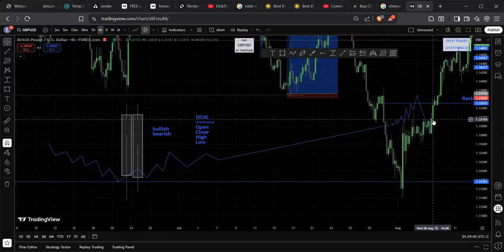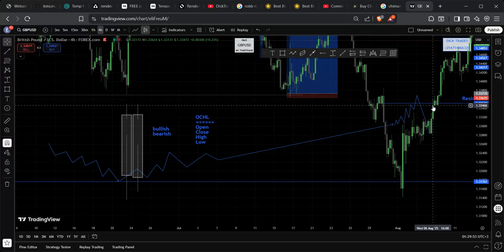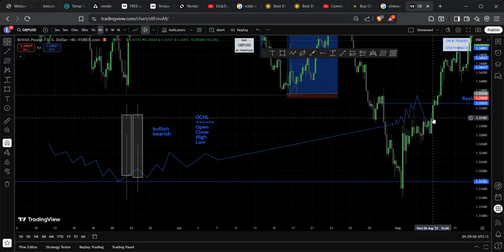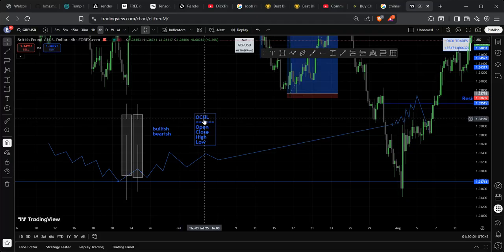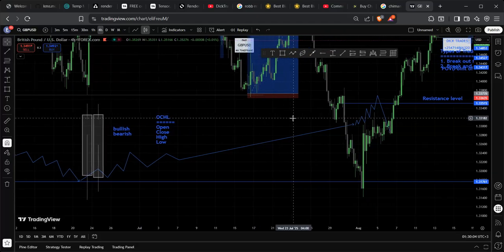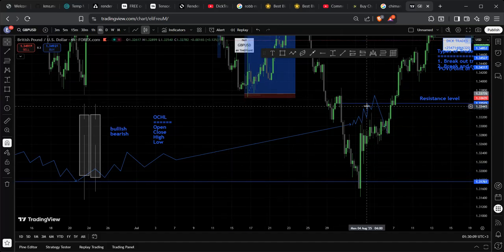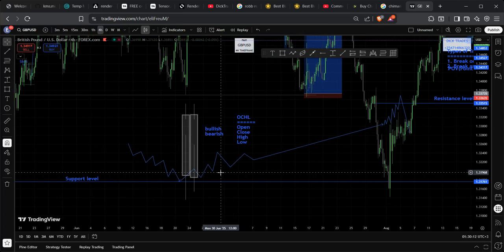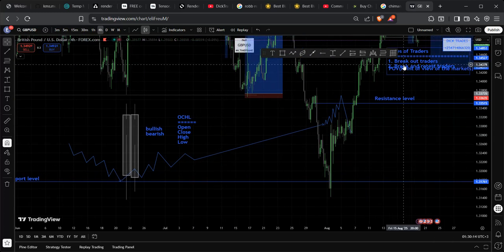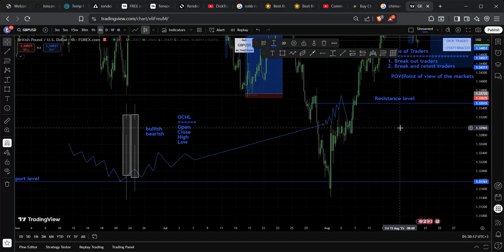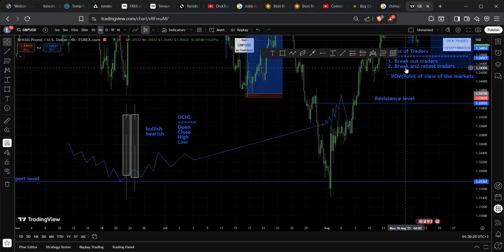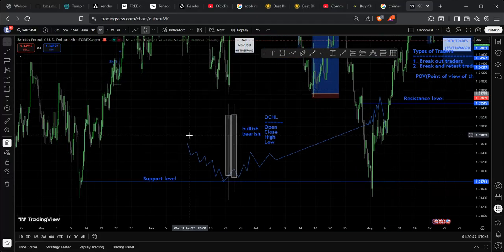Price opened here, it moved down, then shot up, then it came back down, then closed here. Open, close, high, low. OCHL. Yeah. So that's the first. Now we have this support and we have this resistance. I told you we have two sets of traders. There's the breakout traders, and there's the breakout and retest traders. Let's use this as an example.